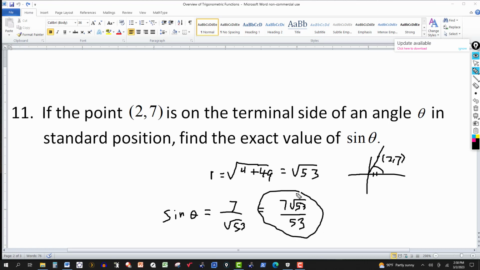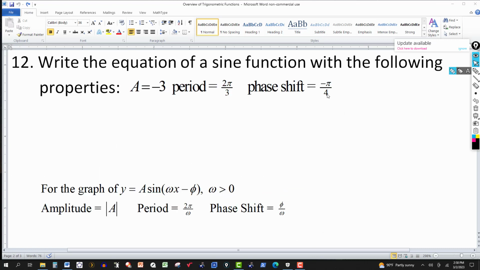And that's your answer. And the last one here says write the equation of a sine function with the following properties. Okay, it tells me the amplitude is -3, the period is 2 pi over 3, and the phase shift is -pi over 4. And we have this formula right here for the graph of y equal a sine of omega x minus phi, with omega positive.